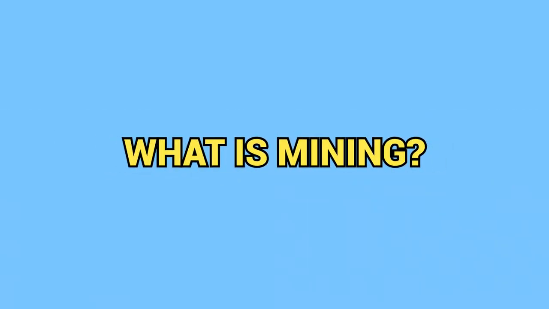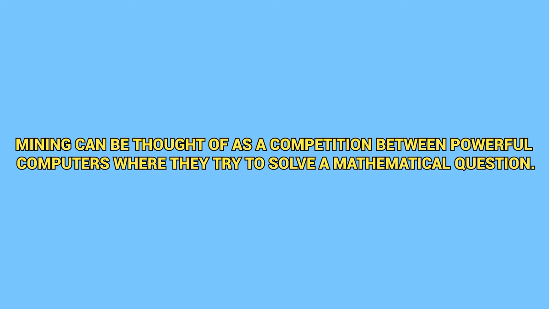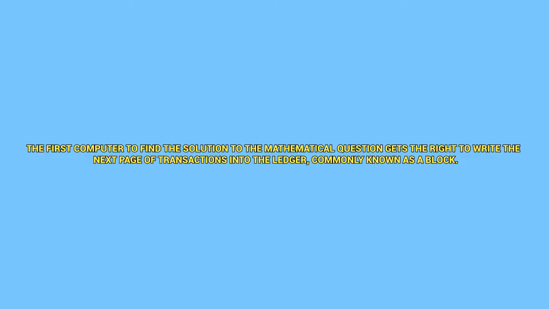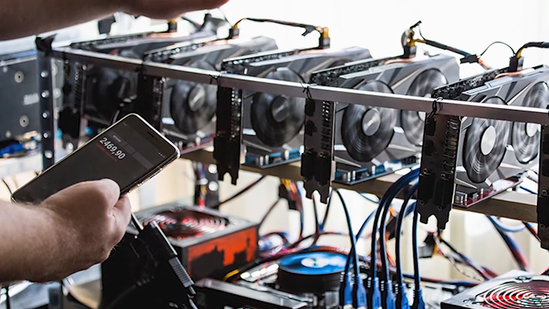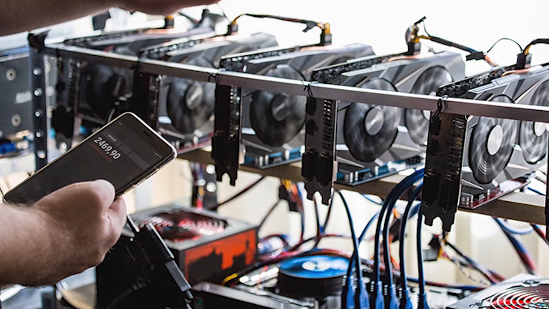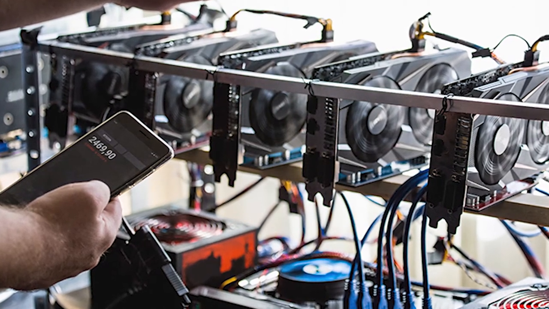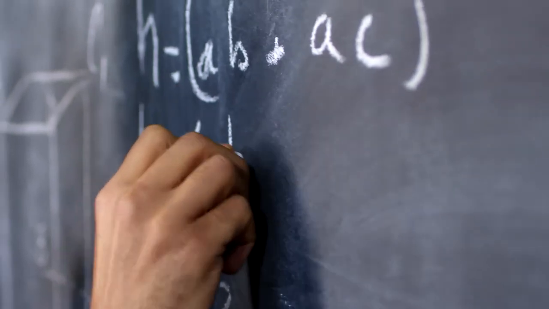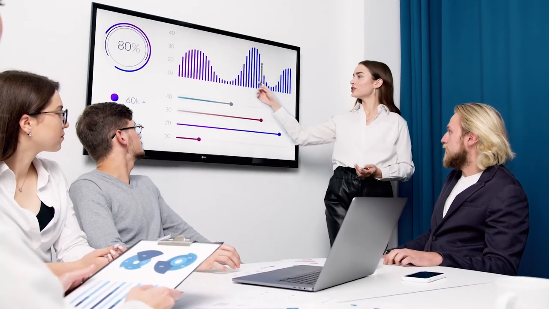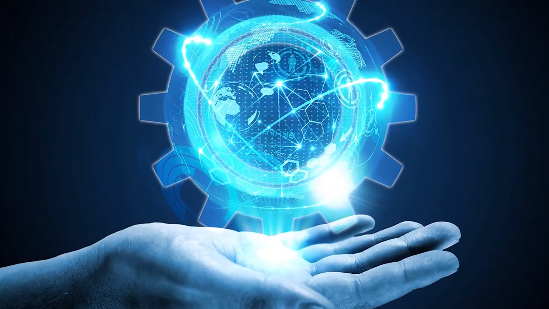But what is mining? Well, mining can be thought of as competition between powerful computers where they try to solve a mathematical question. The first computer to find the solution gets the right to write the next page of transactions into the ledger, commonly known as a block. The trick to winning this competition is to use a powerful computer. The more powerful the computer, the more guesses it can make in less time, and therefore the higher your chances of winning. The principles of math and probability make it extremely difficult for any individual or group to establish a monopoly on updating the ledger, which is how decentralization is maintained.